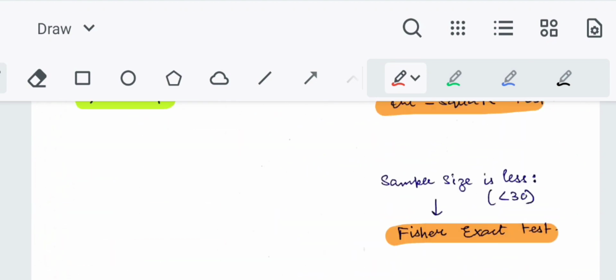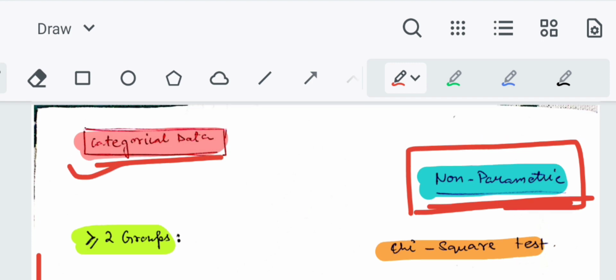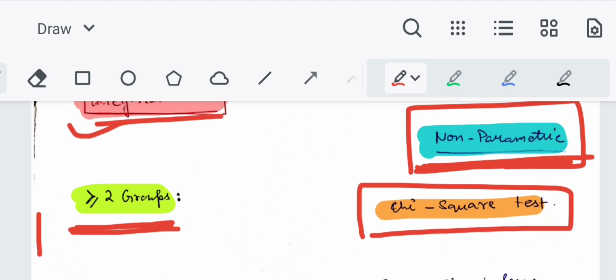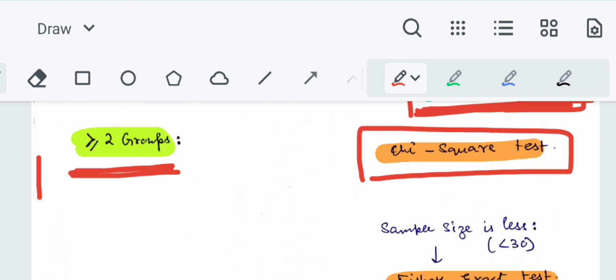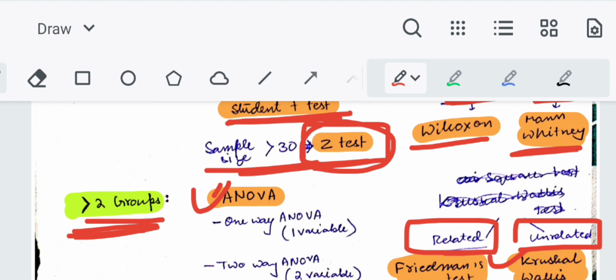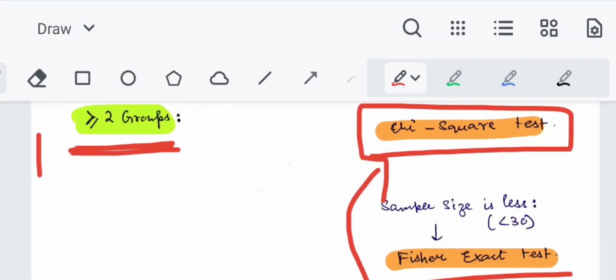Now if the data is categorical data, that is in case of non-parametric data, we have categorical data also. So where there are two groups or more, we use chi-square test, in case of non-parametric, that is qualitative test, right? Now if the sample size here is less, that is less than 30, we use Fisher exact test in place of chi-square test. Okay, so we were using z-test if the sample size was more in place of unpaired or student t-test, and here when the sample size is less, that is less than 30, in place of chi-square test we are using Fisher exact test.